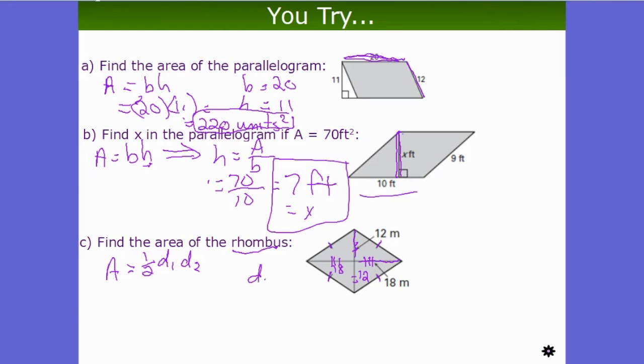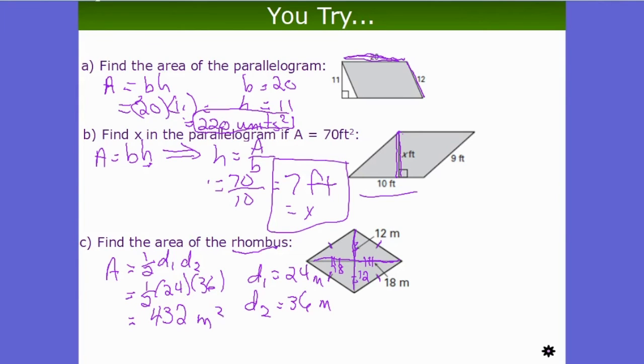So diagonal 1, if I make it this one, that's 12 plus 12, which is 24 meters. And diagonal 2 going the other way is 18 plus 18, which is 36 meters. And now we have all the pieces we need. So it's going to be 1/2 times 24 times 36, which is 432. I think, if I put everything in correctly there, and these are square meters, it's an area.